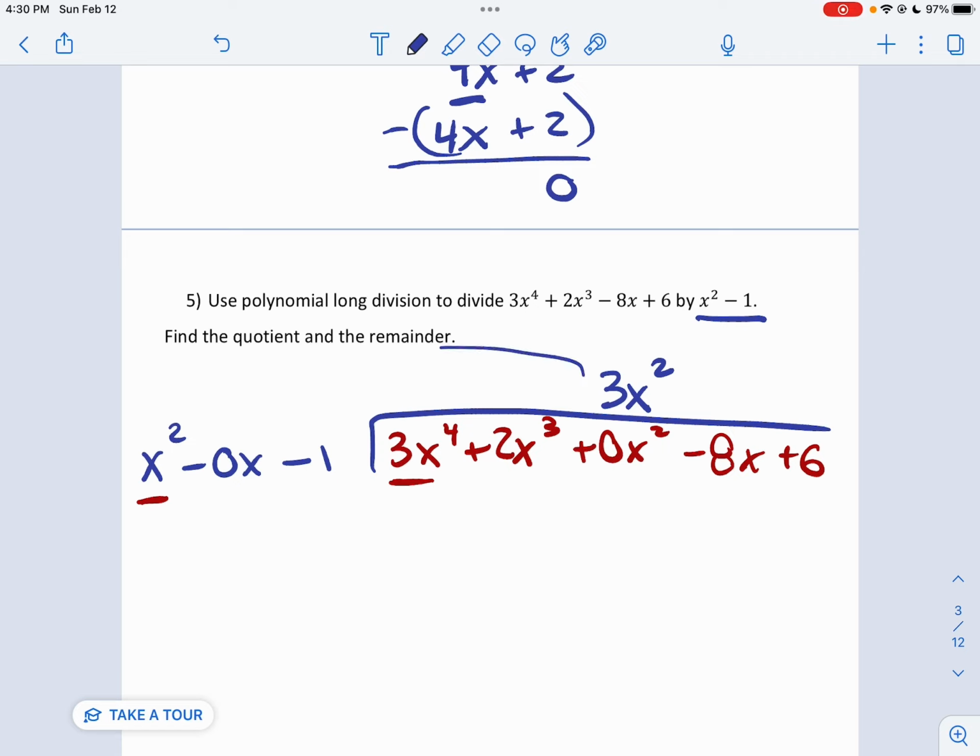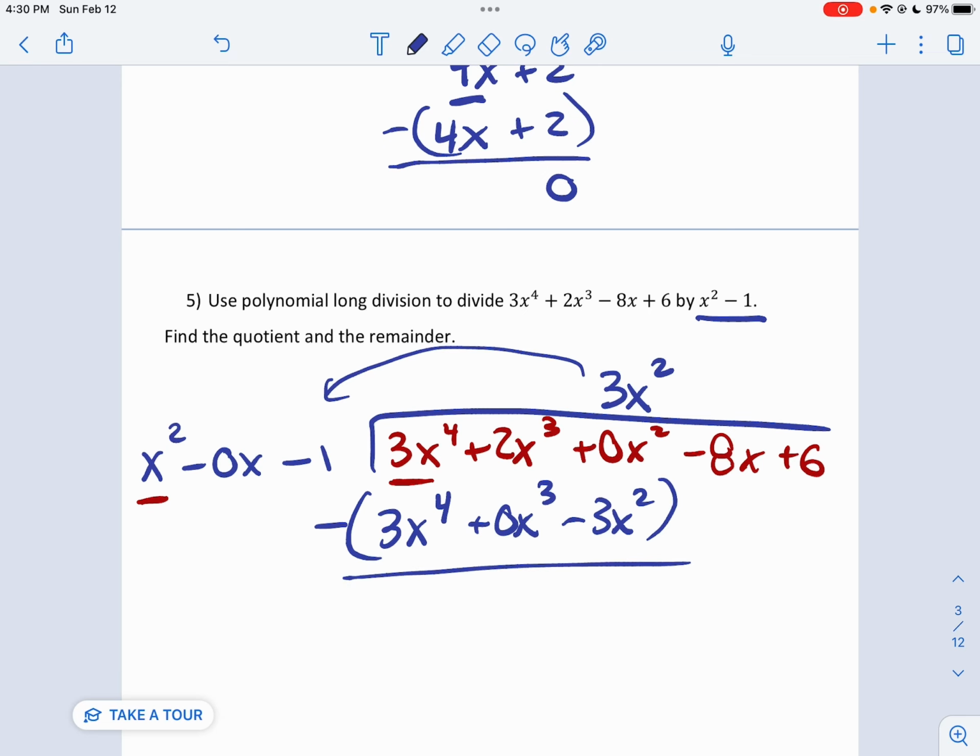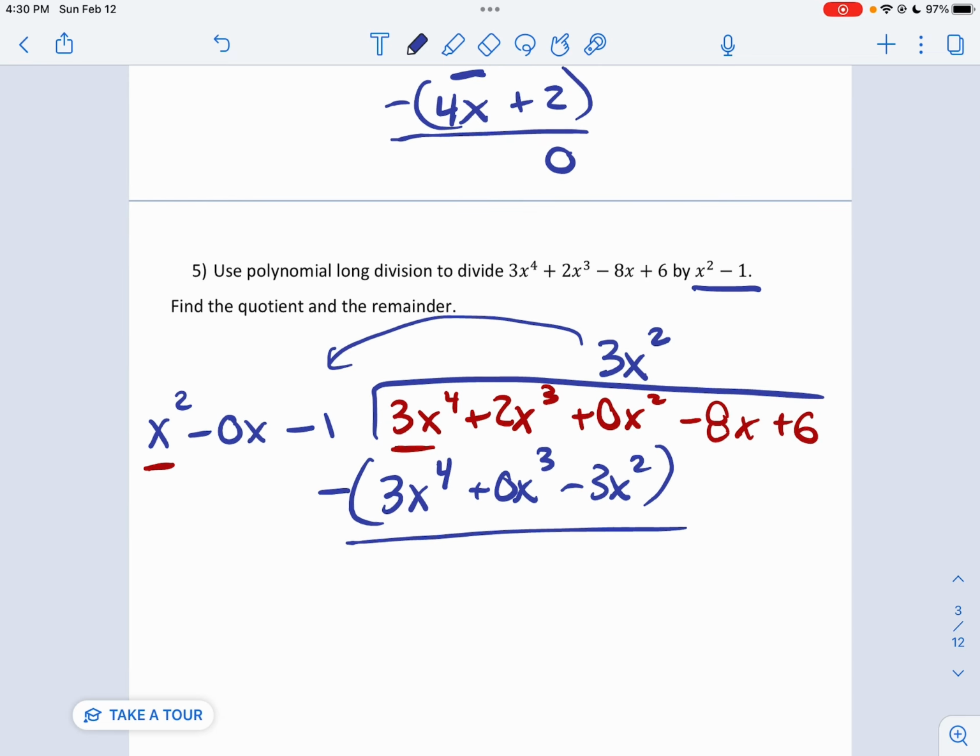So now I take 3x squared and I multiply it by all of these. 3x squared times x squared is 3x to the fourth. 3x squared times 0x is 0x. You could have a plus or a minus. 0x cubed, excuse me. And then minus 3x squared. Again, you are subtracting the entire thing, so make sure you have parentheses so you're ready to distribute that negative. These will cancel. 2x cubed plus 3x squared.